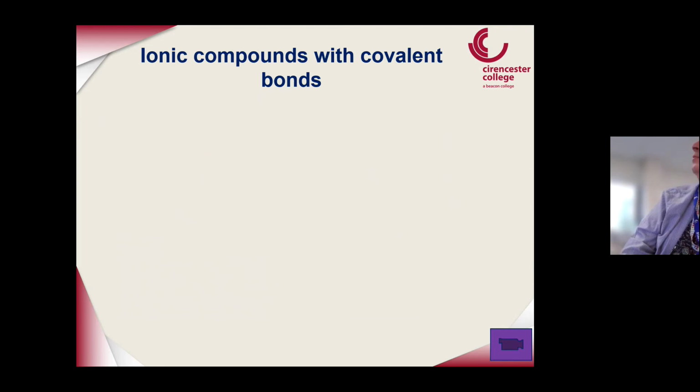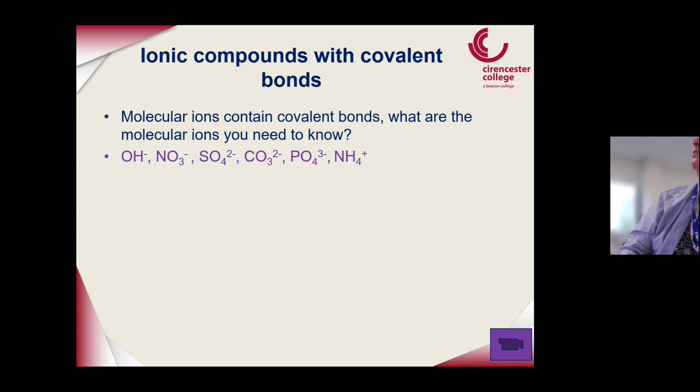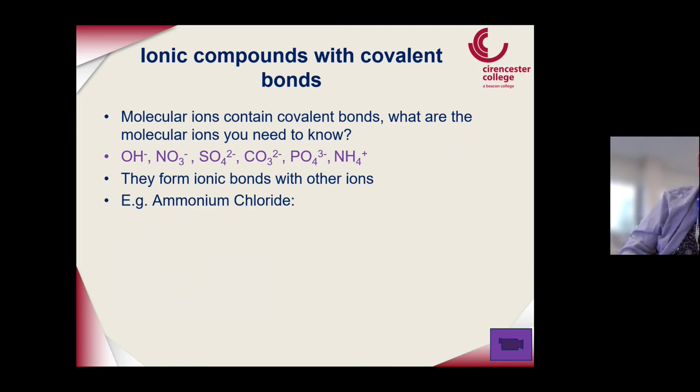Okay. So now we've got some covalent bonds. Now we can think about how we get ionic compounds that are molecular ions. So we've got hydroxide, nitrate, sulfate, carbonate, phosphate, and ammonium. All of those are ions that you need to know the charges and the chemical formulae of. So they can form ionic bonds with other ions, but let's have a look at how we would draw that out.